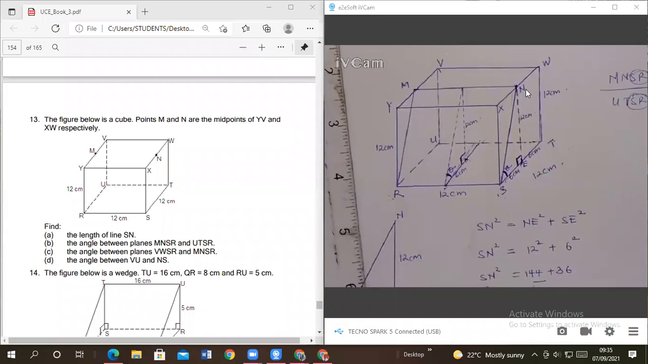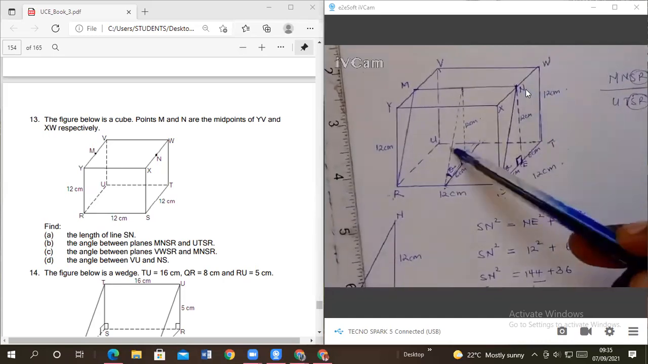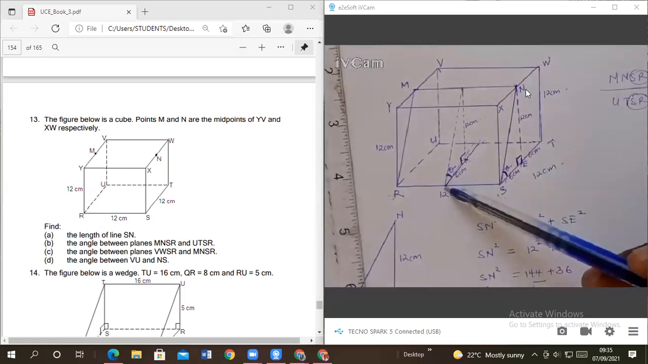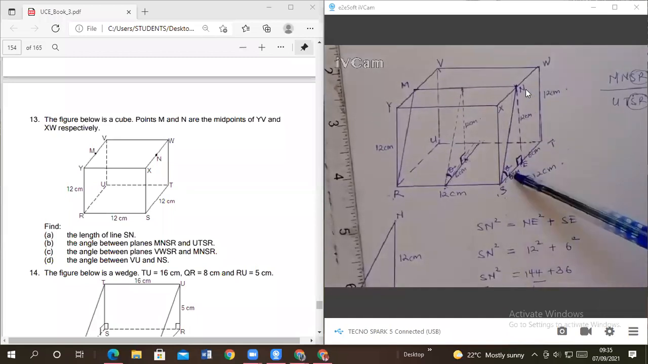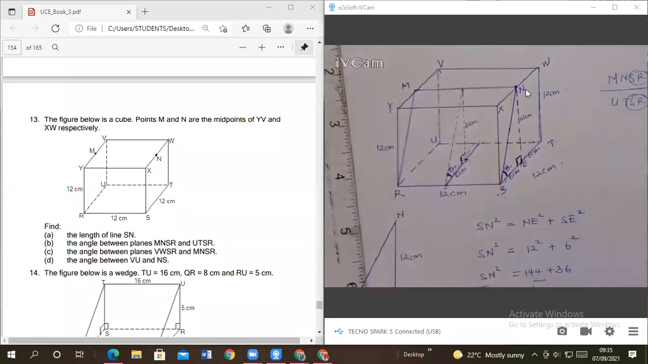Okay. So what we are going to do is use this triangle that we drew. It is the same as this one, isn't it? So we are going to use this triangle here and find the angle theta. That angle theta will be the angle between the plane UTSR and the plane MNSR. But before I proceed, is there any doubt? Is there anyone with a question about that?